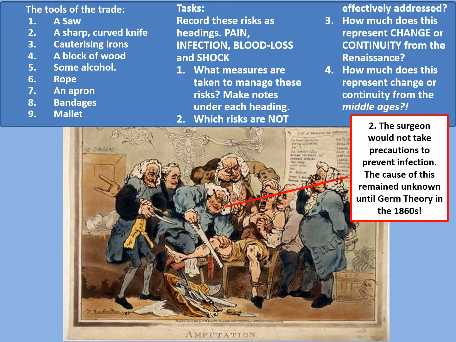Number 2: the surgeon would not take precautions to prevent infection. The cause of this remained unknown until germ theory in the 1860s. Again, make some notes under the headings pain, infection, blood loss and shock.